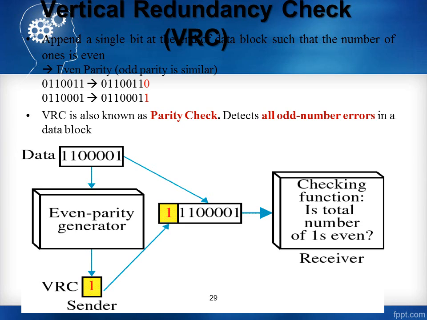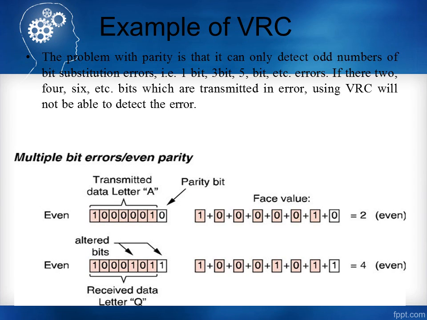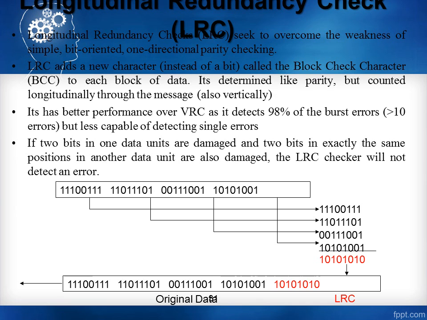In this we are going to see how the data is forwarded by adding one extra redundancy bit, which makes it complete information, and we are going to forward it to the receiver. This is another example for VRC.